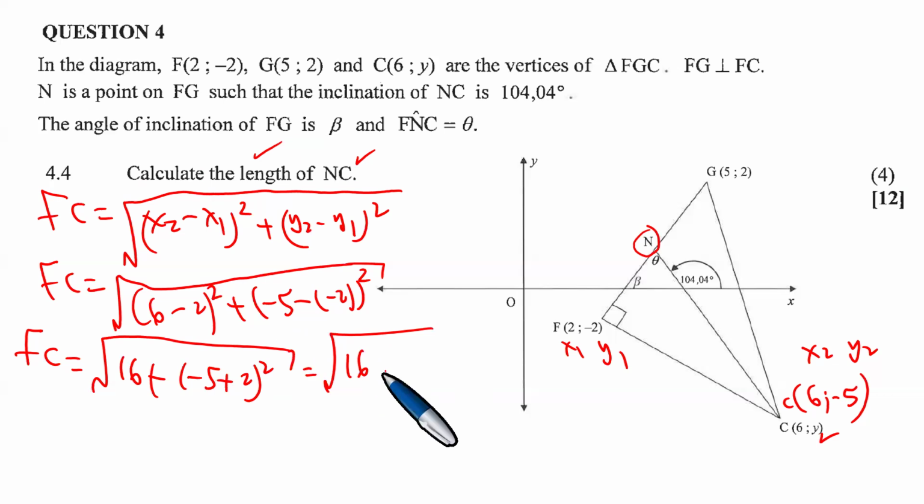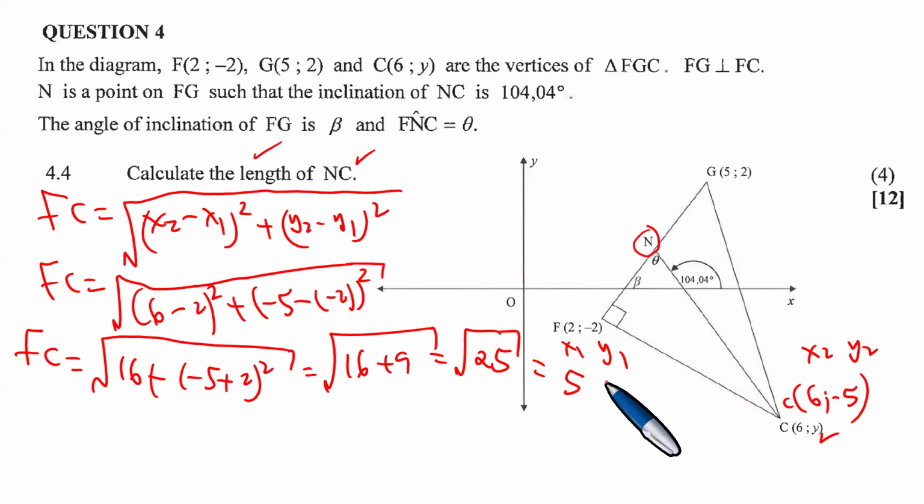We have 16, and you square -3, which is 9. We have 25. The square root of 25 is 5 units. FC is 5.